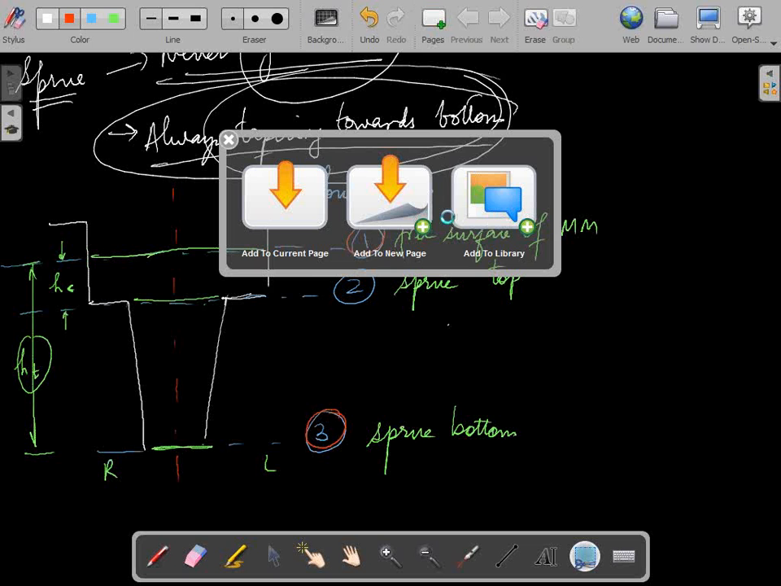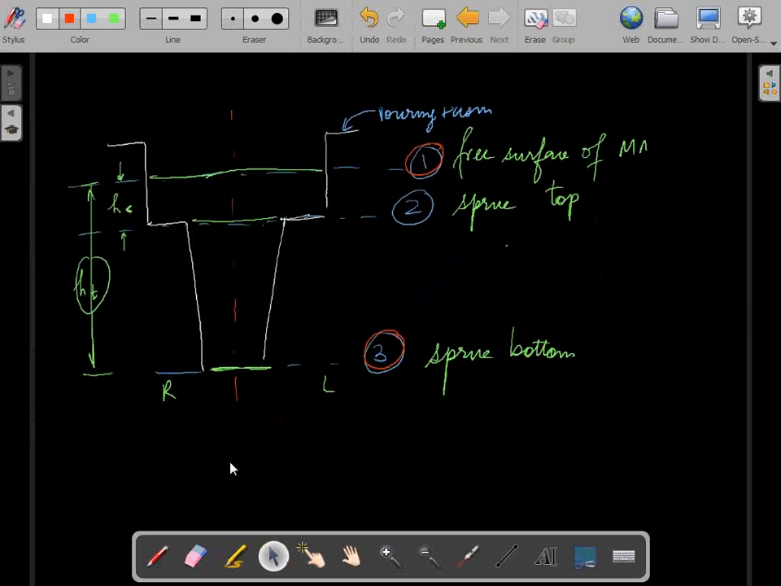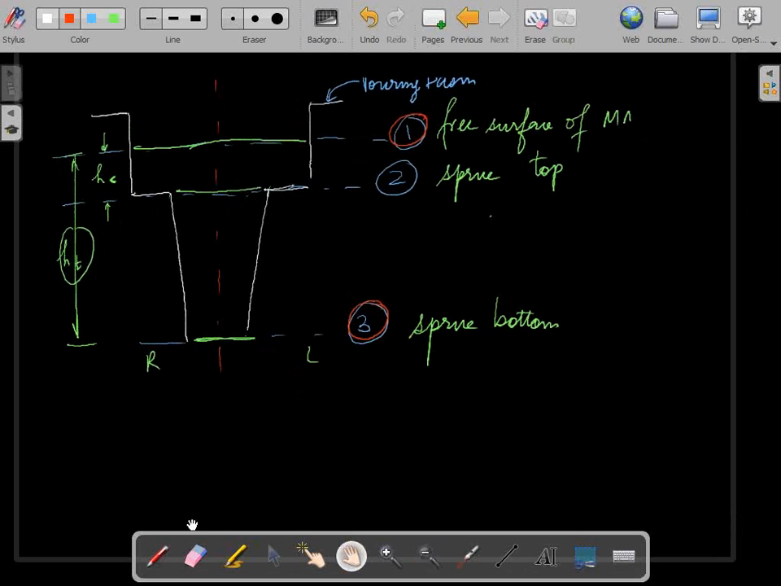The slide has finished. Abhinav, HC is the cup height, the height of the pouring basin cup. So we have the picture over here. HC is the pouring basin cup height. Now let us apply Bernoulli's theorem between section number 1 and section number 3.